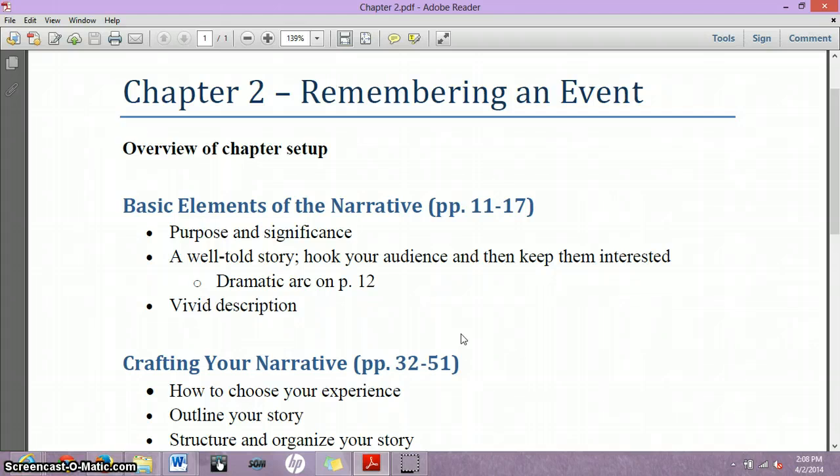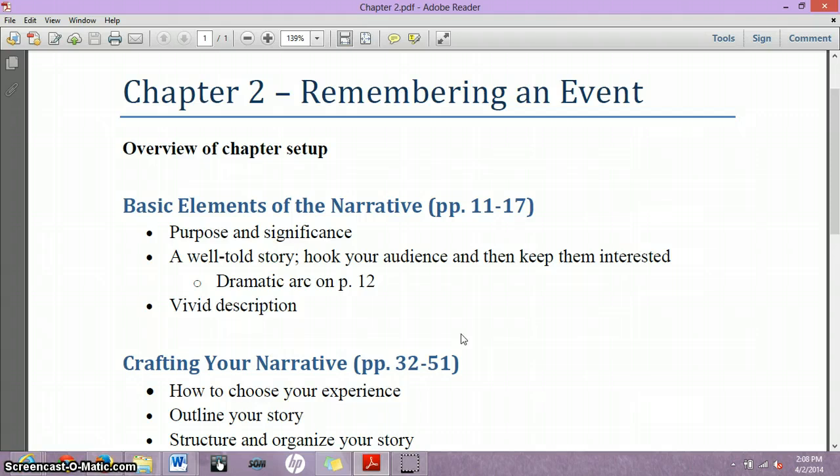And then lastly, the chapter discusses vivid description. You don't want to just tell your reader about what you're talking about. You want to show them. You show them through specific examples, specific details, instead of just saying, I crossed the street and got hit by a car. There's a lot more detail that you can give.